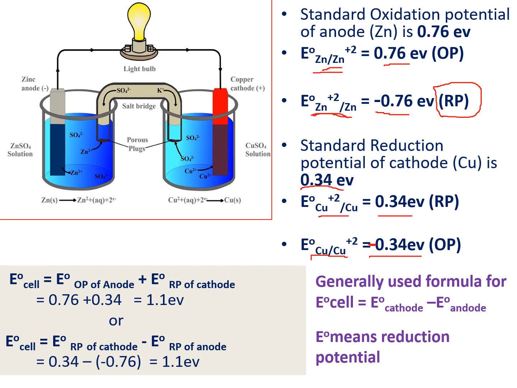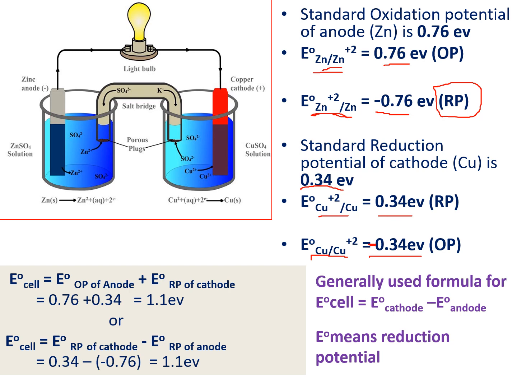Like that we can interconvert oxidation potential into reduction potential and reduction potential into oxidation potential. Just remember the formula: oxidation potential of metal equals minus reduction potential of metal.